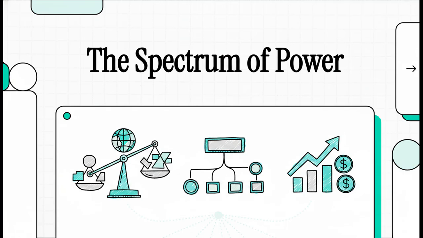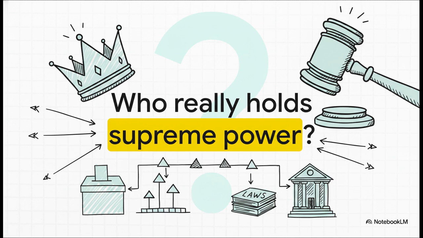Today we're going to be deciphering the 13 core structures that actually dictate global laws, rights, and economies. It's like a giant puzzle, and we are going to systematically break down how nations operate at their very foundation. So let me ask you, who really holds the supreme power in your country?